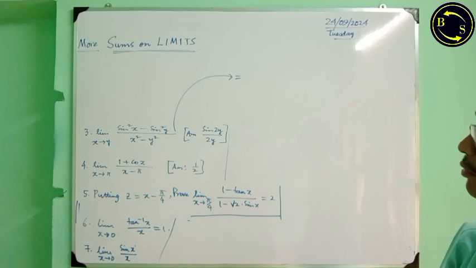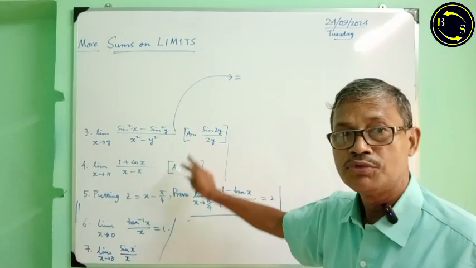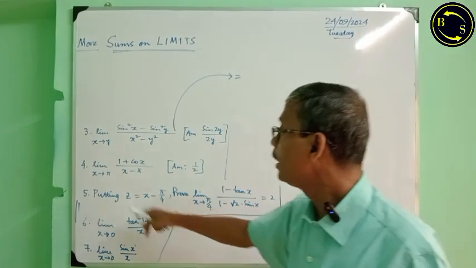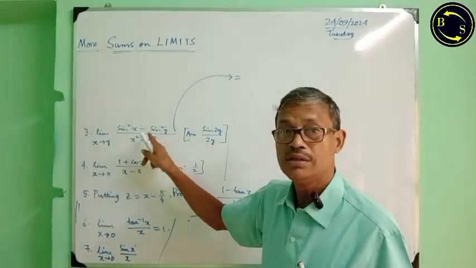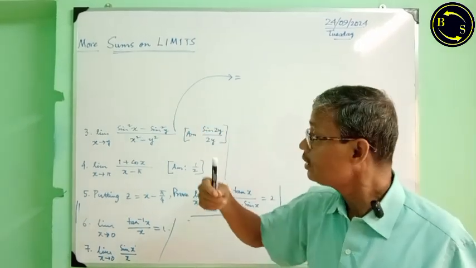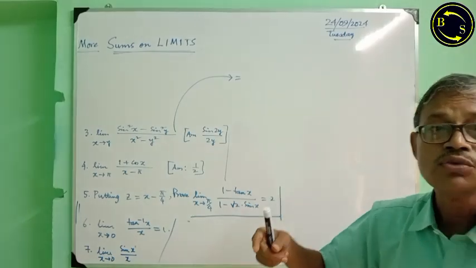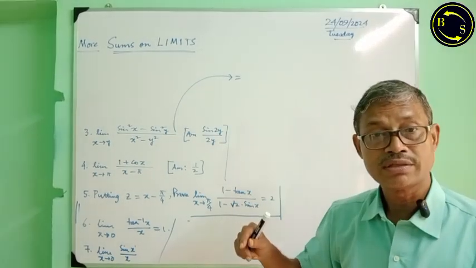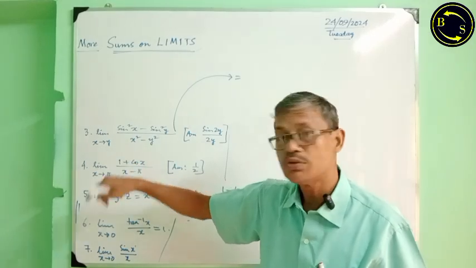Now I move to sum number 3. First we observe the given sum. Here we find x tends to y. Sine ratios are there. Now we have to think about the standard limit: limit x tends to 0, sin x by x. X tends to y, that means we have to change the variable.